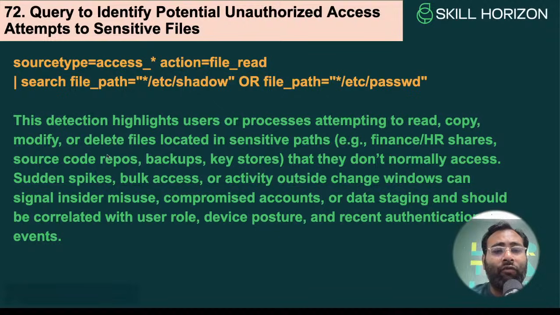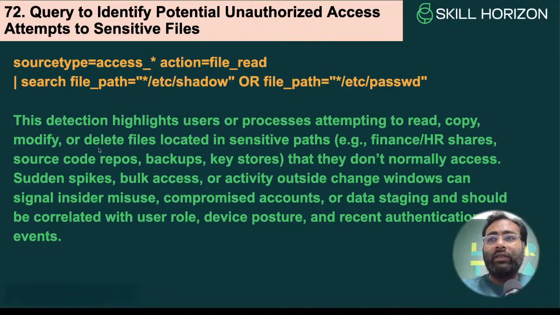If you are using Windows, then you need to check the Windows file system. If you are using Linux, then the Linux file system. If you are using web servers, then the web servers' critical, sensitive files. So you can select the source type, and then the action is file read, if someone is trying to read your files, and then you can specify the file names. Here in the query, I specified the shadow and /etc/passwd files because in Linux those two files are important, but you can select more.